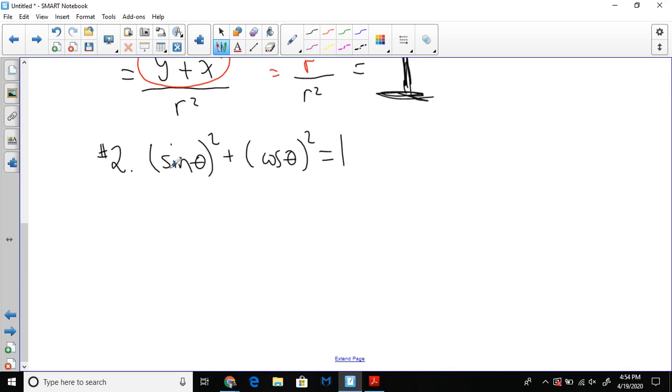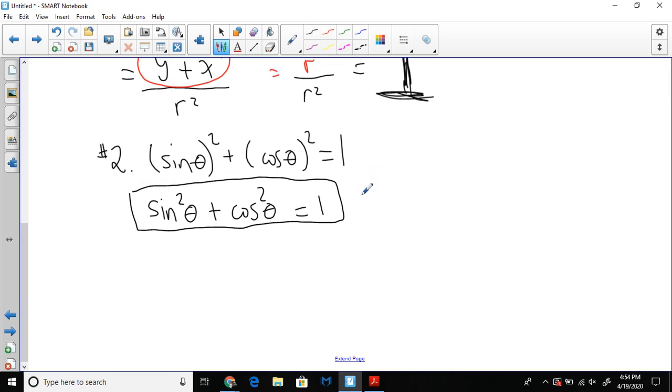Now, normally we don't write it with the bracket squared because it just looks weird. So when I have sine theta or cos theta squared, I usually write the sin part, and then write the squared between the sin and the theta. So sine squared theta plus cos squared theta equals 1, okay? And this we call the Pythagorean identity. So I have the quotient identity and the Pythagorean identity.